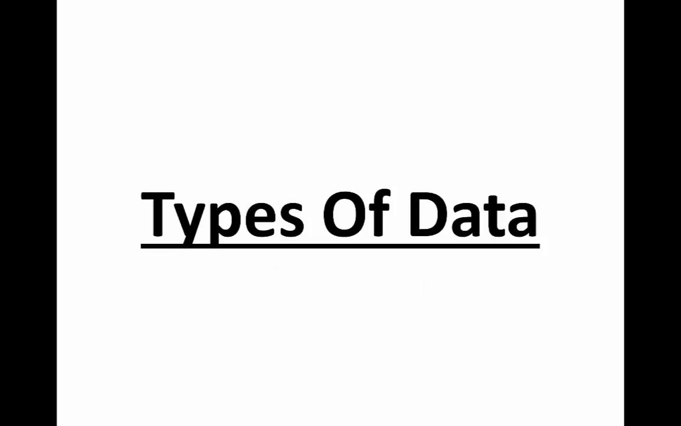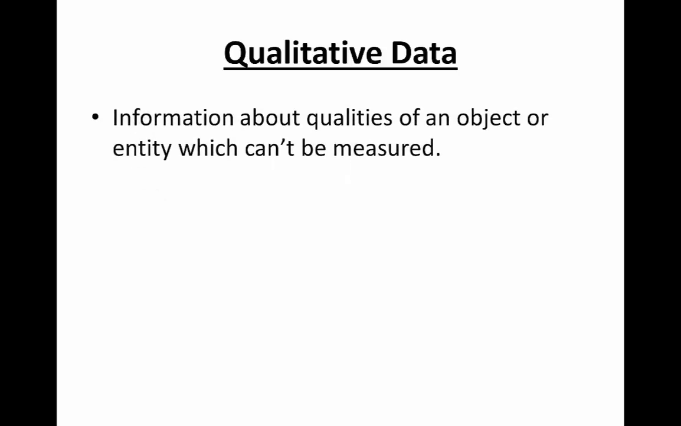Now we're going to be looking at different types of data. Qualitative data is information about qualities of an object or entity which can't be measured. So for example, how good your dinner was. How good your dinner was isn't able to be measured and it is quite arbitrary, so as a result we can't assign it a certain value and therefore measure it.